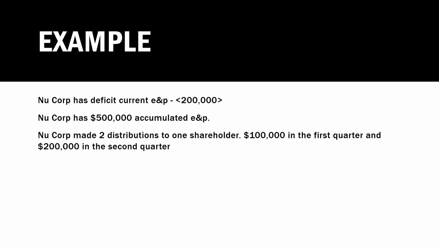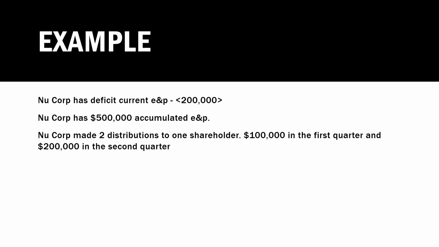Now, the first distribution was made in the first quarter. So if we're going by this method, you will do 1/4 times 200,000. That gives 50,000. So that means as at the first quarter, the amount of current earnings and profits deficit that had been incurred was 50,000. So you subtract that amount from the 200,000 current earnings and profits. So you'll be left with 150,000 current earnings and profits. So going by the first step, you reduce the accumulated earnings and profits by this amount. That's 500,000 minus 50,000. So we're left with 450,000 accumulated earnings and profits.